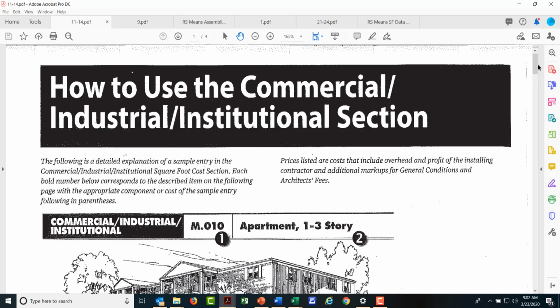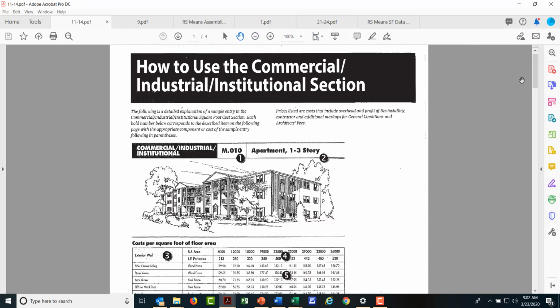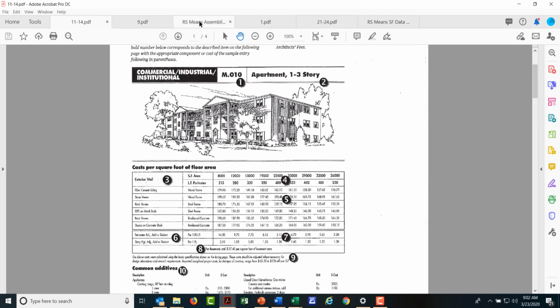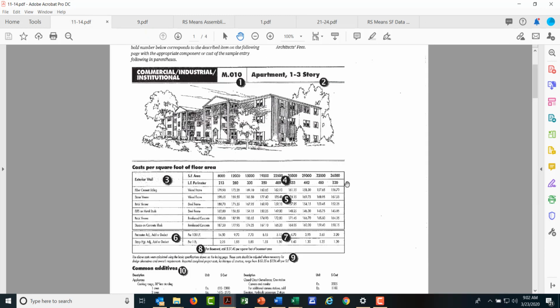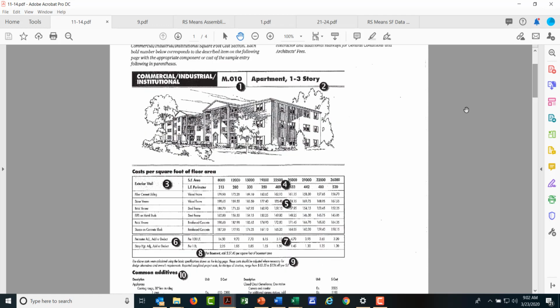Well, to tell you what, before we do that, let me talk about the way this is set up, okay? On all these templates, the ones we just looked at back on page 9, every one of those is set up similar to this. This is their format, okay? And what they do is they give you a building type. They'll identify it. In this case, it's an apartment, 1 to 3 stories.